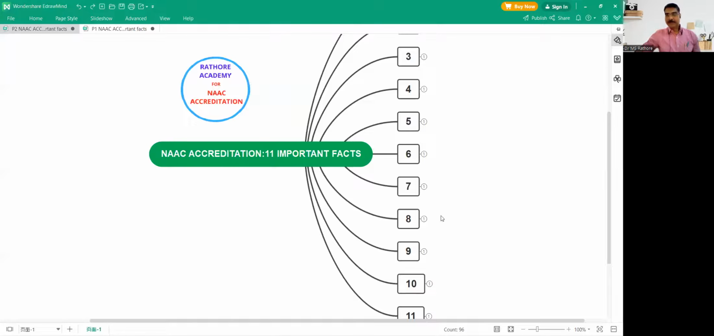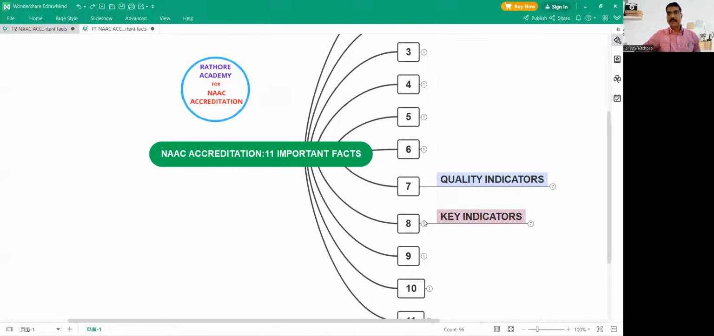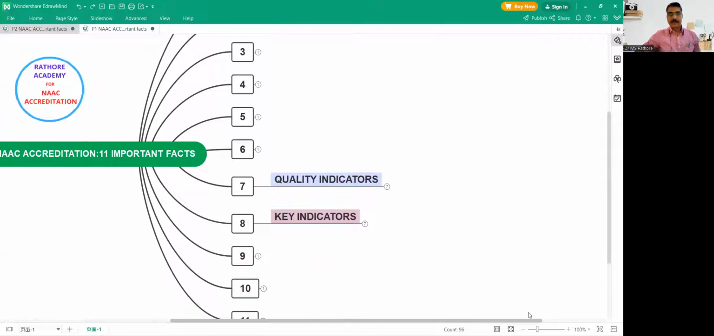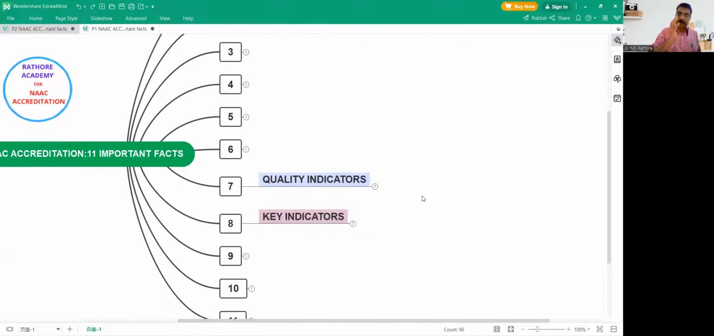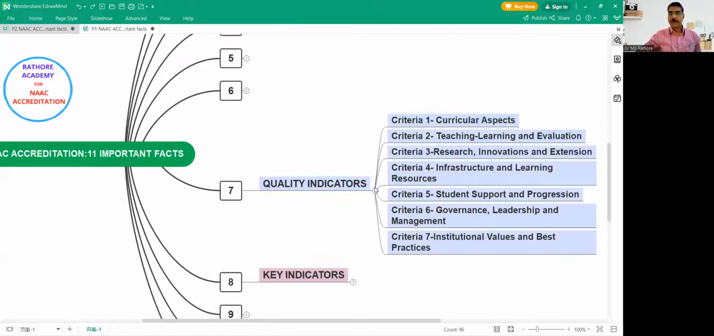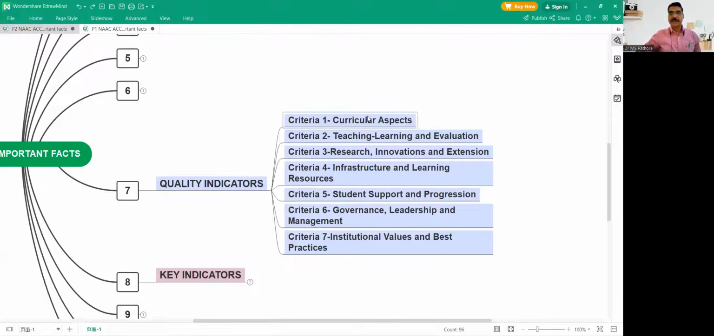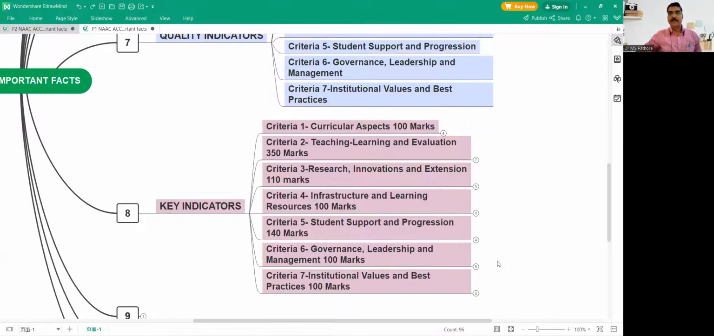So let me share my screen. With the help of a mind map, we will study the different things, and these are the 11 important facts. Today we are going to discuss two important facts, that are the quality indicators and the key indicators. So let's understand the difference between these things. Quality indicators are the 7 criteria, and the key indicators are the different things within them. All of you have studied in the previous video also that these are the 7 criteria, and in those 7 criteria, there are sub criteria that we will discuss one by one.